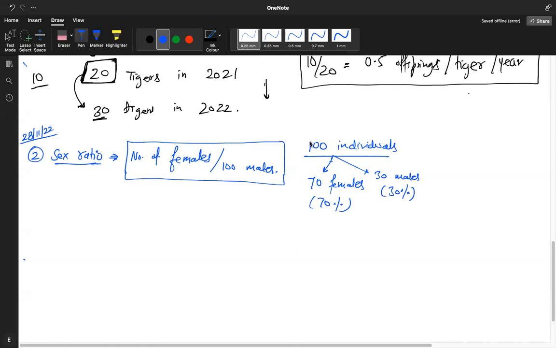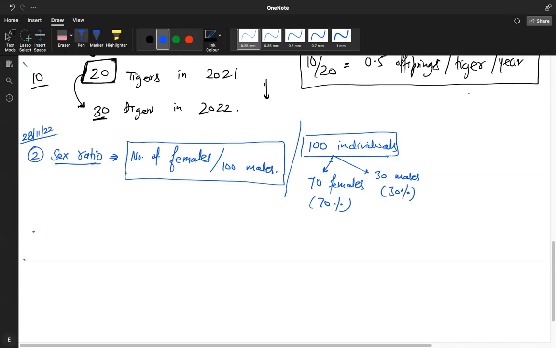So this is one way, or you can also count it as the number of females per 100 males in that population. If the population you are taking is less than 100 itself, then you have to go for counting the individuals and then figuring out the percentage. Both can be done.